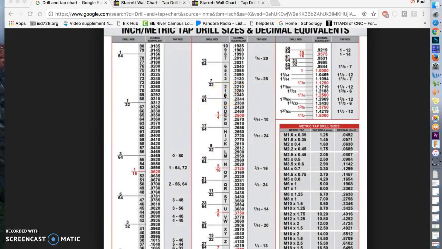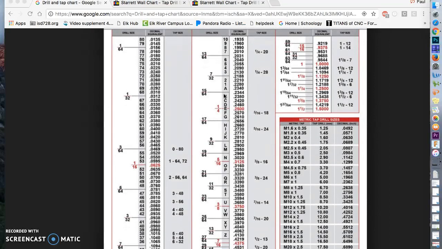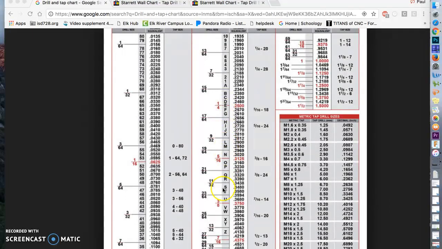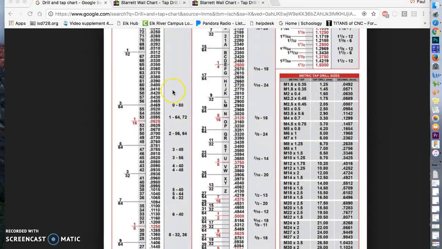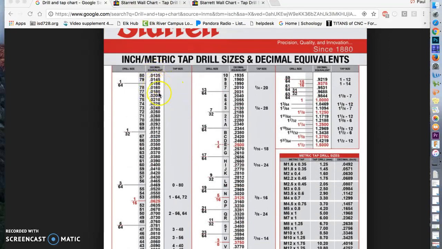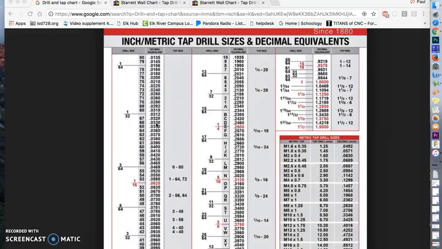Last way to size a drill bit is by letters. And you can see the letters here in this column. So that tells you the decimal size. So again, the great thing about it is you have fractions, numbers, and letters. In the column next to it is the decimal size in inches. Right? That tells you the size of the drill bit.